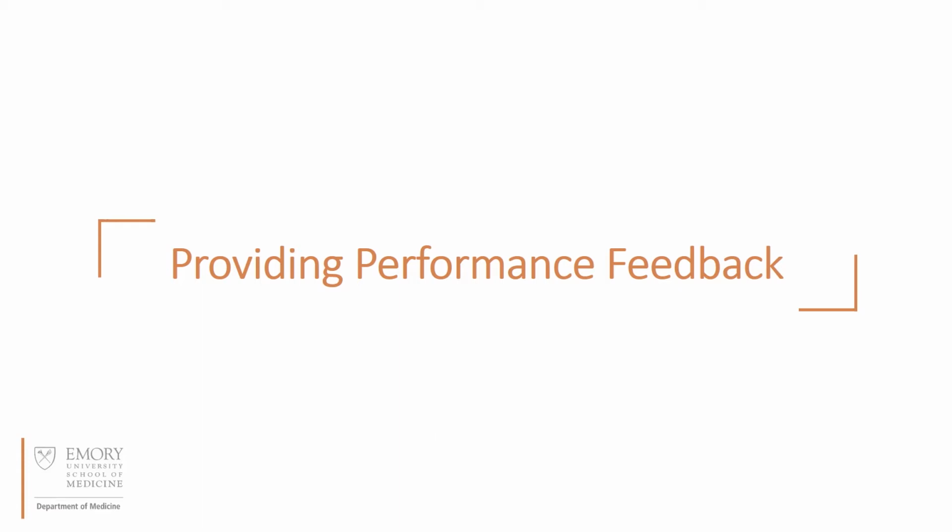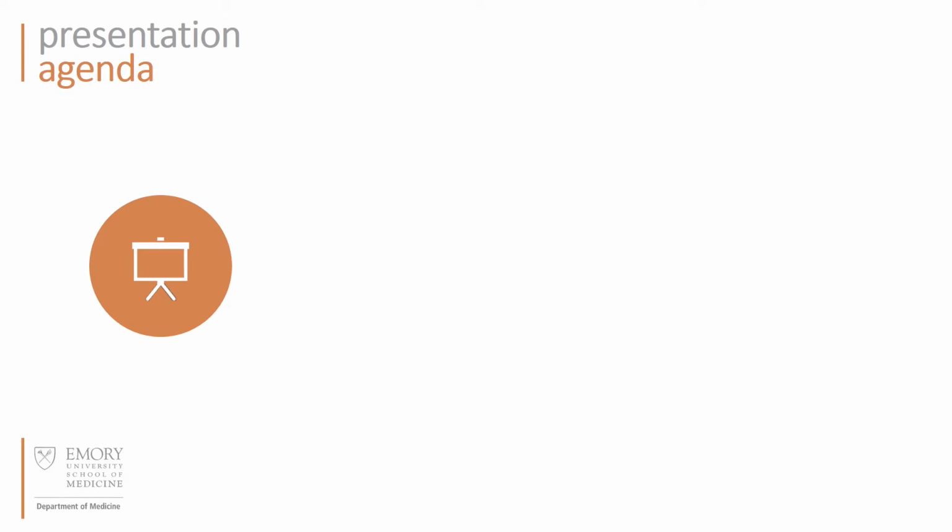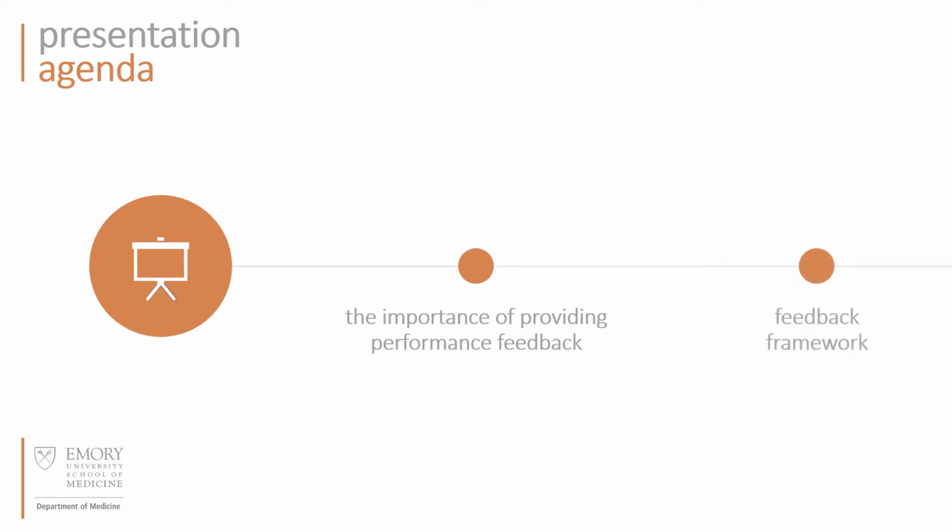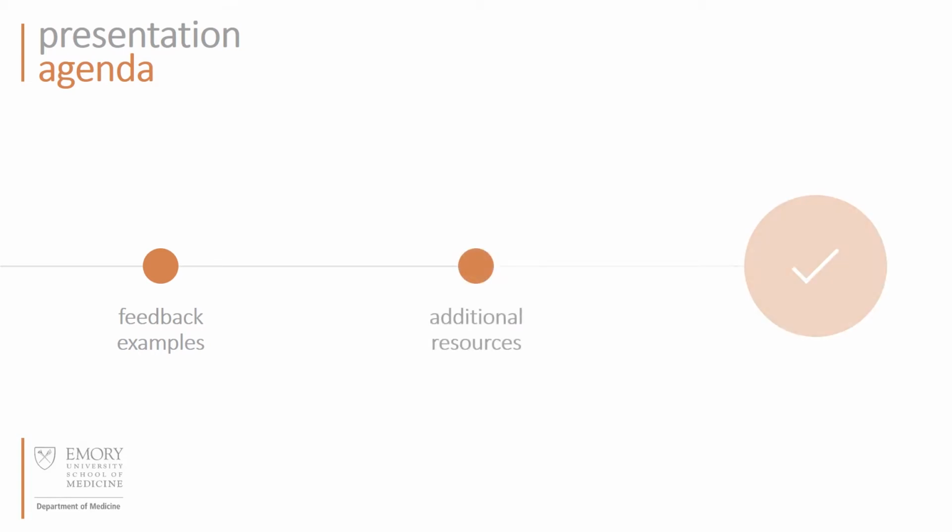This month, we will build on that by discussing how to provide performance feedback to your direct reports. We will start by discussing the importance of providing constant performance feedback to both new and existing employees. After that, we will review an easy-to-use feedback framework that will help you communicate your feedback efficiently and effectively. Finally, we'll use the framework in a few examples and then conclude by listing some additional resources that you can use for your continued development.